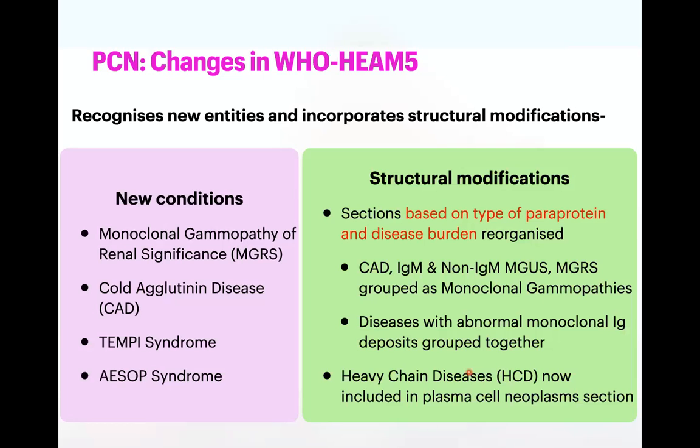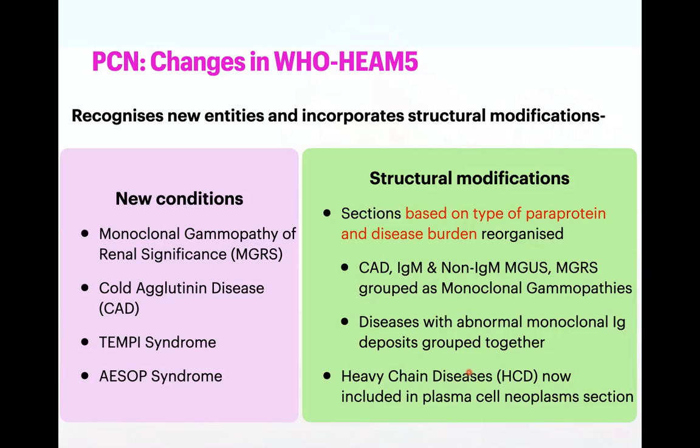So what are the changes? It recognizes new entities and incorporates structural modifications. So what are the new conditions? One is MGRS, that is monoclonal gammopathy of renal significance, cold agglutinin disease, TEMPI, and ESOP syndrome. So what are the structural modifications which are done in the classification? That is, sections based upon the type of paraprotein and disease burden are reorganized.